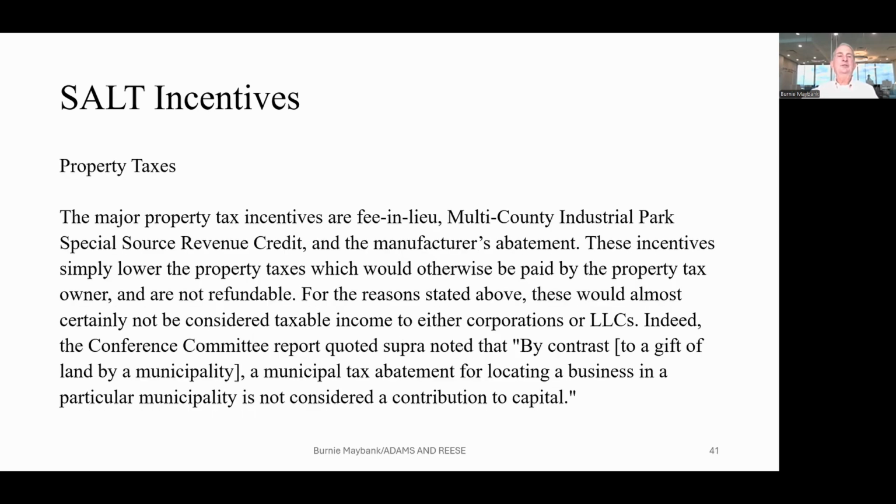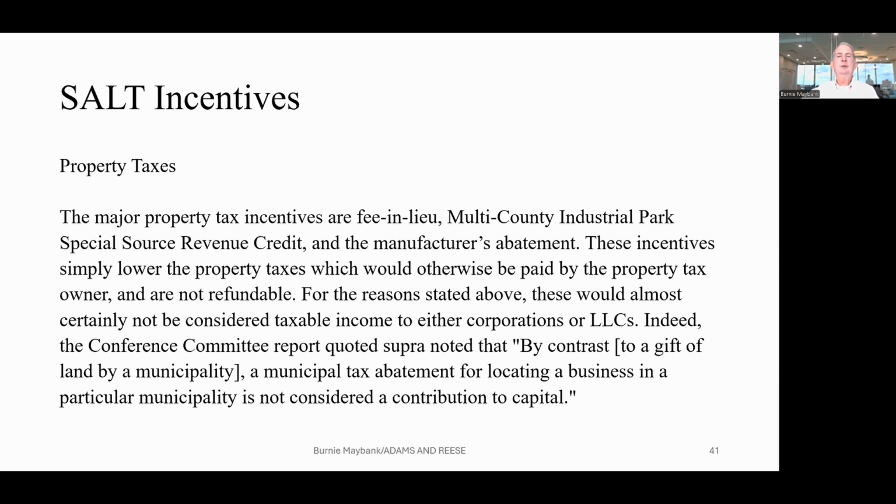Since our property taxes are so high in South Carolina, we have a bunch of incentives. The big ones are fee in lieu, multi-county industrial park, special source revenue credit, and the manufacturer's abatement. So these incentives simply lower the property taxes that would otherwise be paid and are not refundable. And so these are not considered taxable income to either corporations or LLCs.